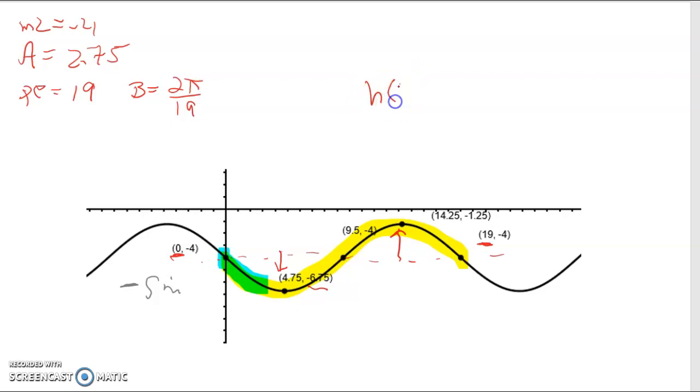How about h? H of theta equals midline negative 4, and it's a negative sine, so negative 2.75. Oops, excuse me. I'm trying to go fast. Negative 2.75 sine of 2 pi over 19 theta.